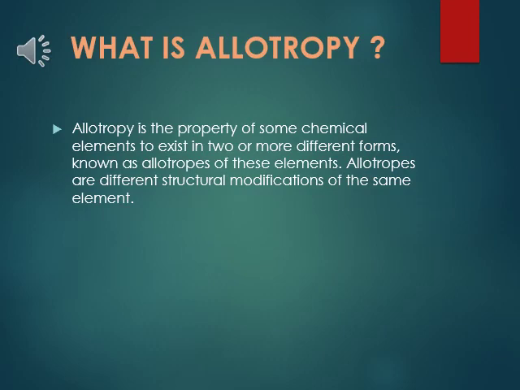So at first, we should know what allotropy is, right? Allotropy is the property of some chemical elements to exist in two or more different forms, known as allotropes of these elements. Allotropes generally are different structural modifications of the same element. So the basic element is the same, but it shows different existence in our nature. Those existences are called allotropes of that particular element.